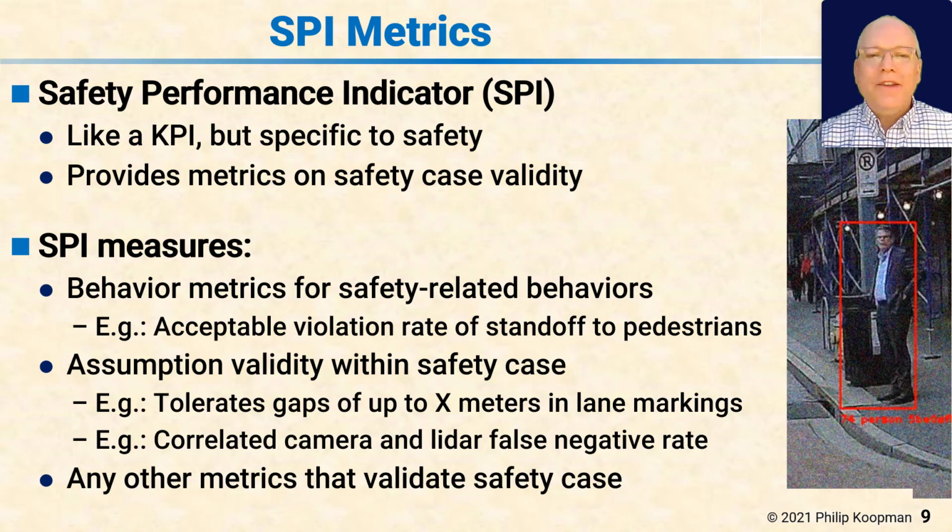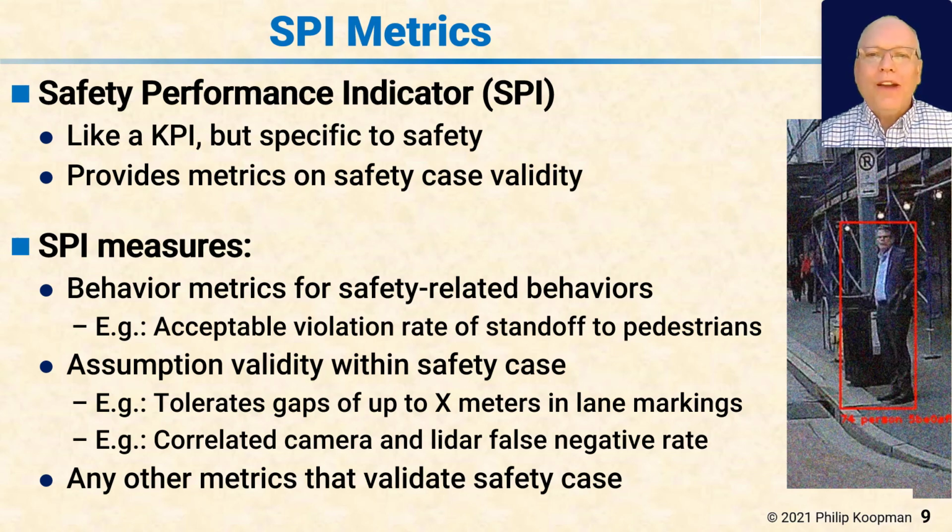Another type of SPI is based on assumption validity. For example, you may have a system that tolerates gaps of up to so many meters in lane markings. Now you may say in your ODD, in fact, that's true of all the lane markings. But when the day comes that a lane marking is obscured and that's not true, you need to know that that's been violated. So the SPI metric in this case is how often do your assertions about what the world looks like actually prove out to be incorrect. Hopefully not too often, but that's why you keep a SPI to check on that.